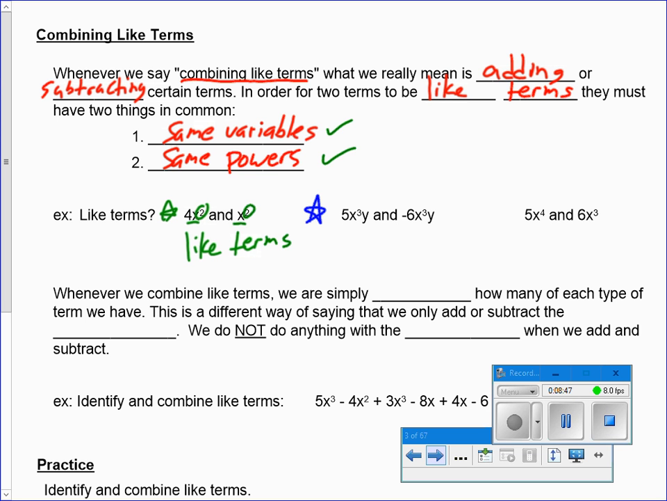Alright, next one. Same idea. First thing we look for, same variables. 2 variables here are x and y. Alright, so both terms have the same variables. Are those variables to the same powers? Looks like each one I have x to the third, and I have y to the first. So they have the same powers. So these are like terms.